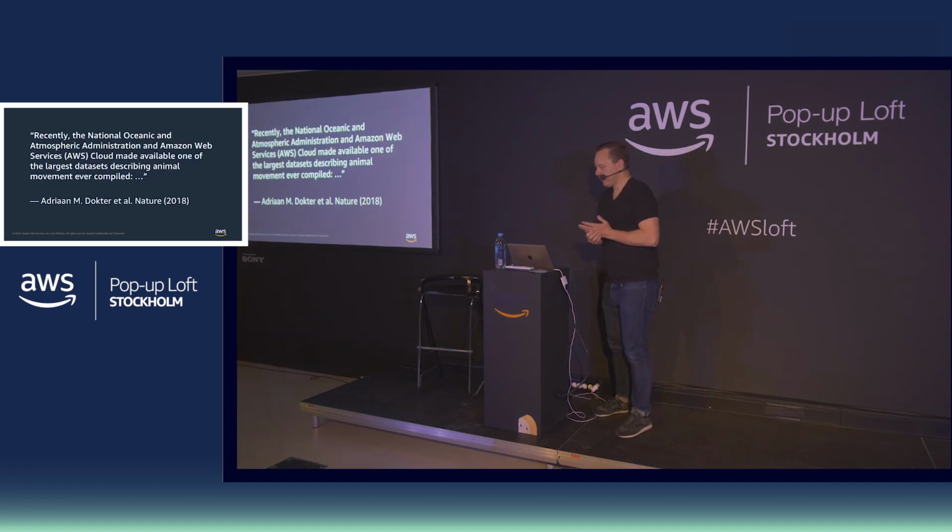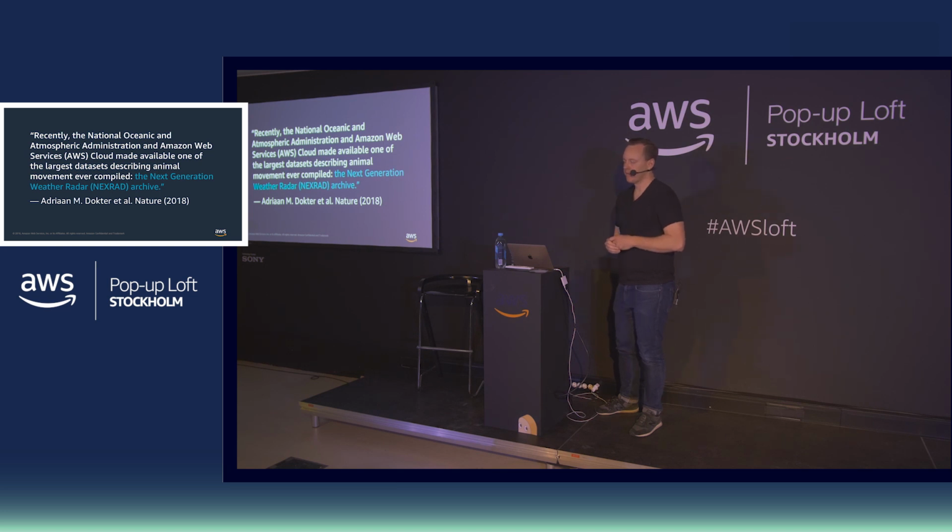And we had this interesting experience just a few months ago where an article came out in Nature where some ornithologists included this line that really surprised me. It said, recently NOAA and AWS made available one of the largest data sets describing animal movement ever compiled. And I was like, that's interesting. I don't remember doing that with NOAA. But they said, it's the NextRad radar archive.